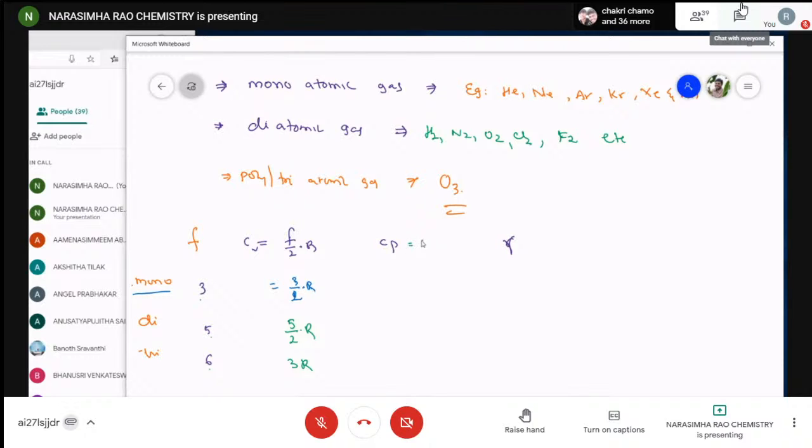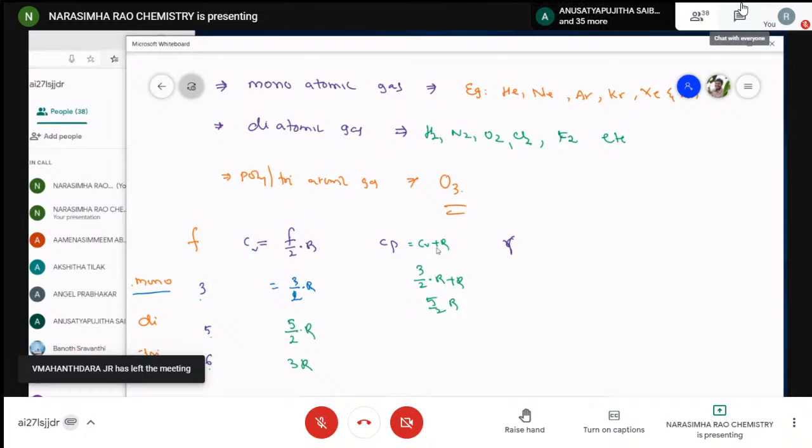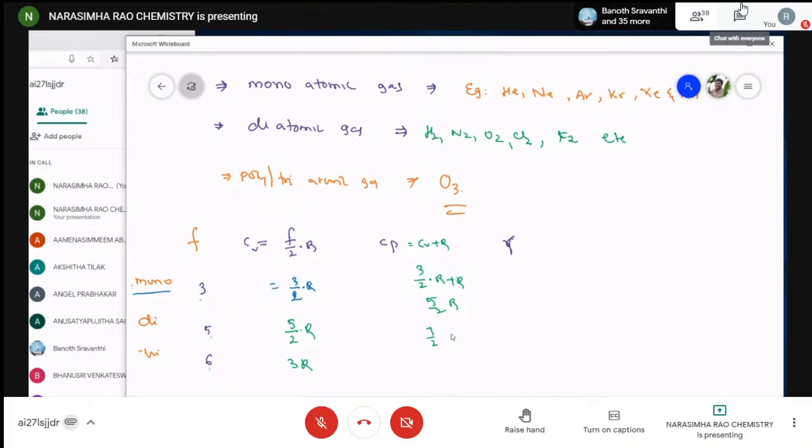So Cp is equal to Cv plus R. Now Cv is 3/2 into R, plus R, and taking the LCM value it is 5/2 R. Next for this one, Cv is equal to how much? 5/2 R. Okay, 5/2 R plus R, and solving this one, 7/2 R. Now this is 3R plus R, 3R plus R is 4R.